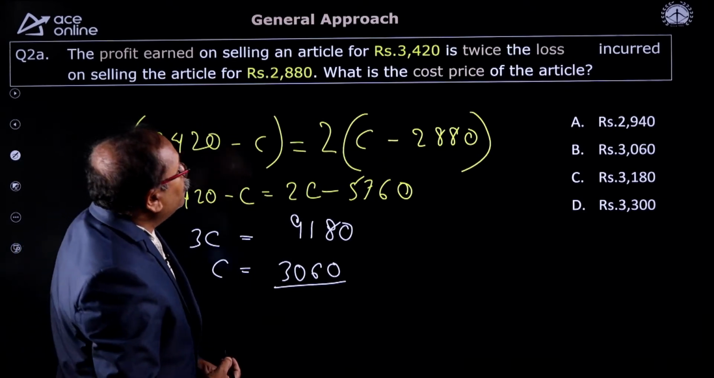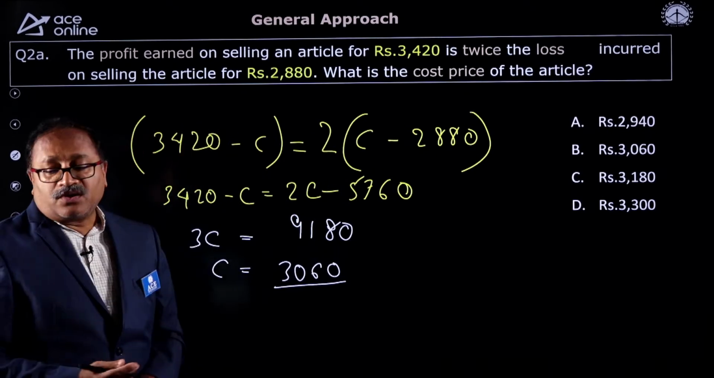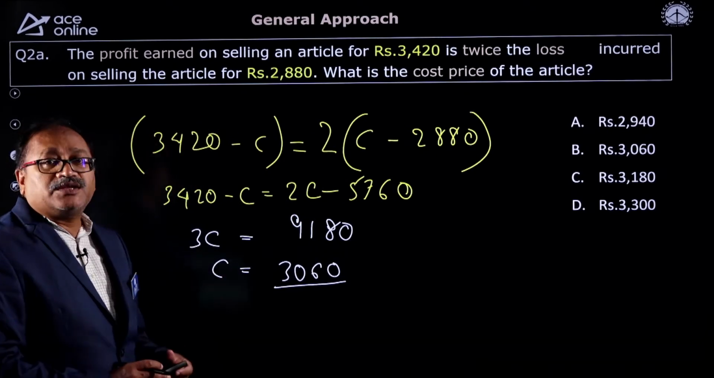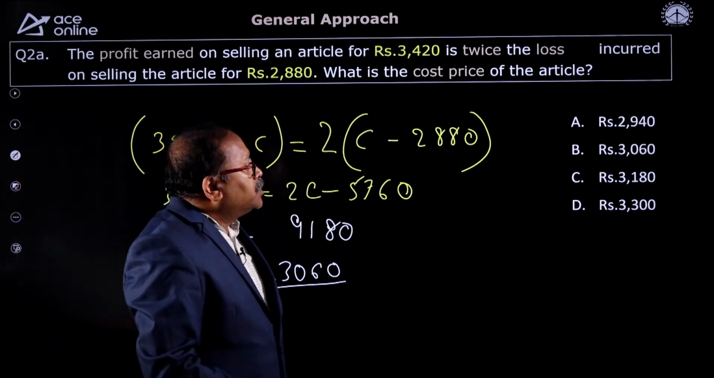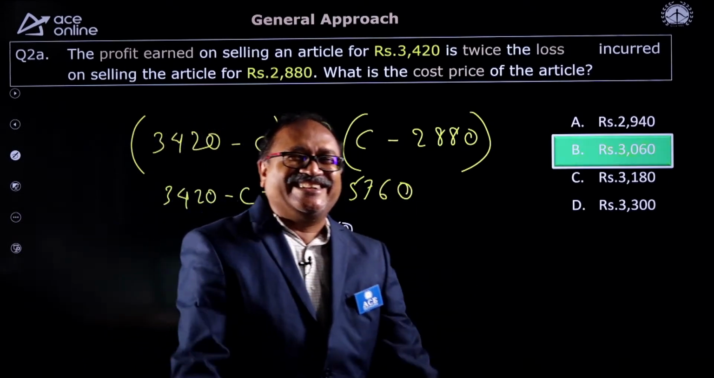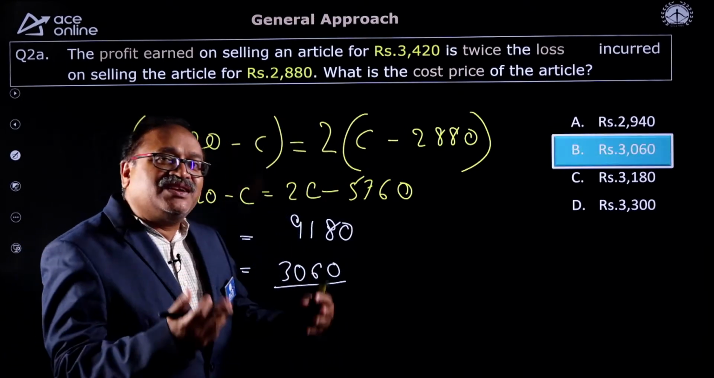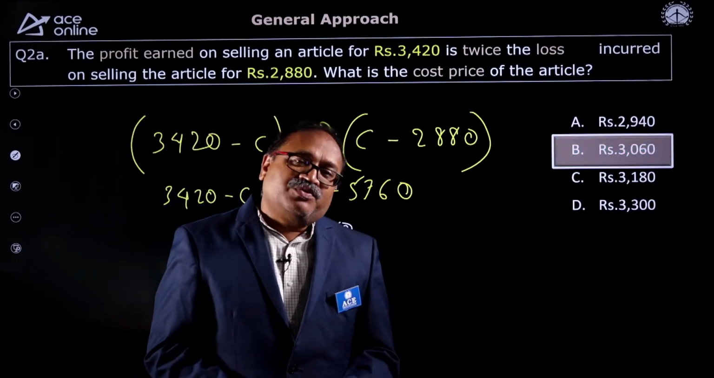Now what is the question? What is the cost price of each article? Cost price of each article is 3,060, Mr. Sai. So do we have the option 3,060? Yeah, it's there. These are all very important, frequently asked questions in competitive exams.